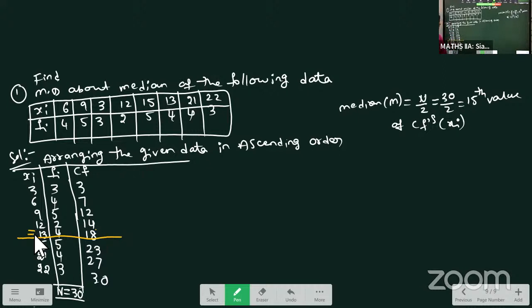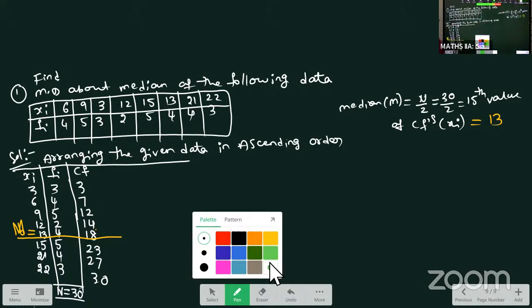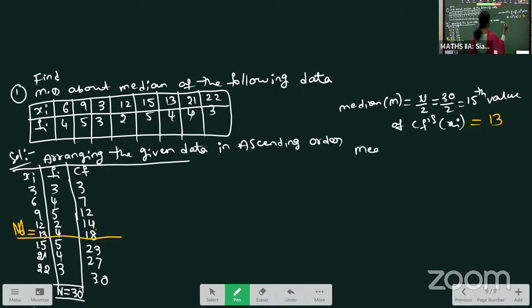Now, this cumulative frequencies xi value is called what? Median. Median is denoted by capital M. So how much did we get here? Median is 13. Now, we want mean deviation about median.